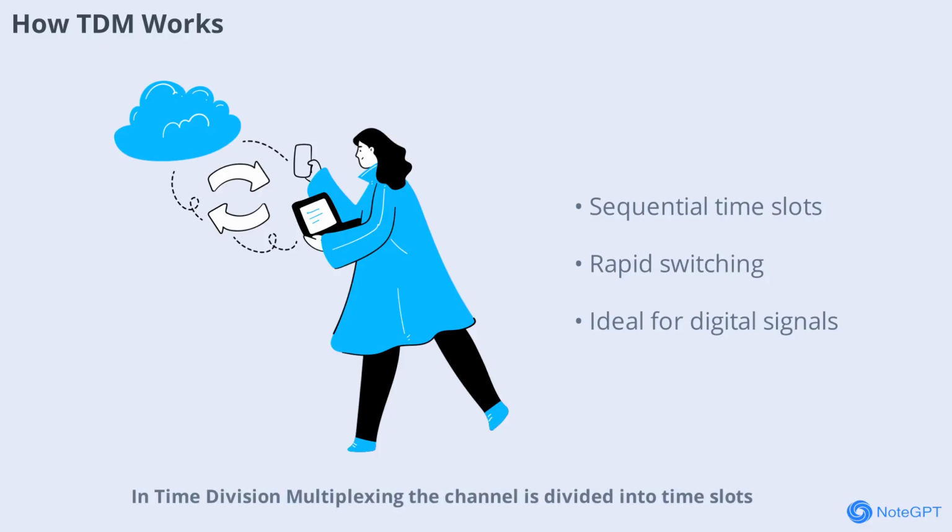In time division multiplexing, the channel is divided into time slots, and each signal is assigned a slot in a fixed sequence.